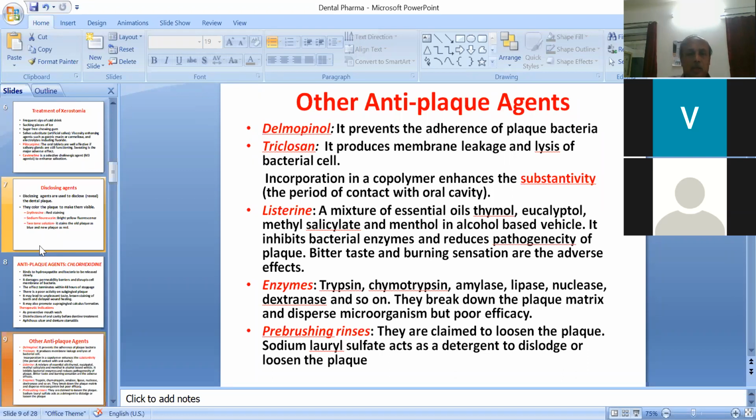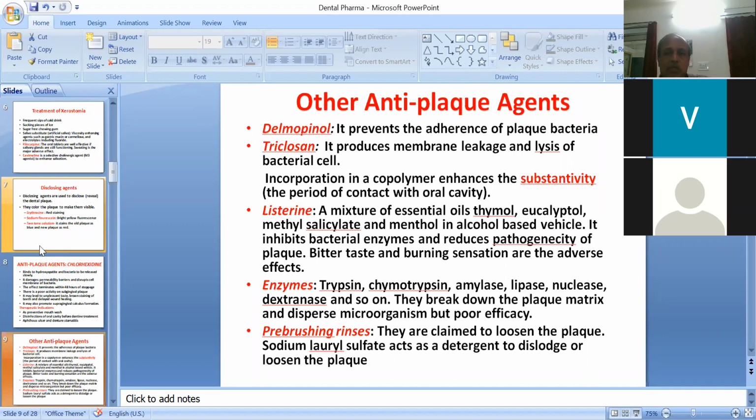Then another one that is used is Listerine, which is a mixture of essential oils, thymol, eucalyptol, methyl salicylate, and menthol in an alcohol-based vehicle. It inhibits bacterial enzymes and reduces the pathogenicity of the plaque. The drawback is that it produces a bitter taste and burning sensation. Otherwise, that is also one of the commonly used agents, Listerine.